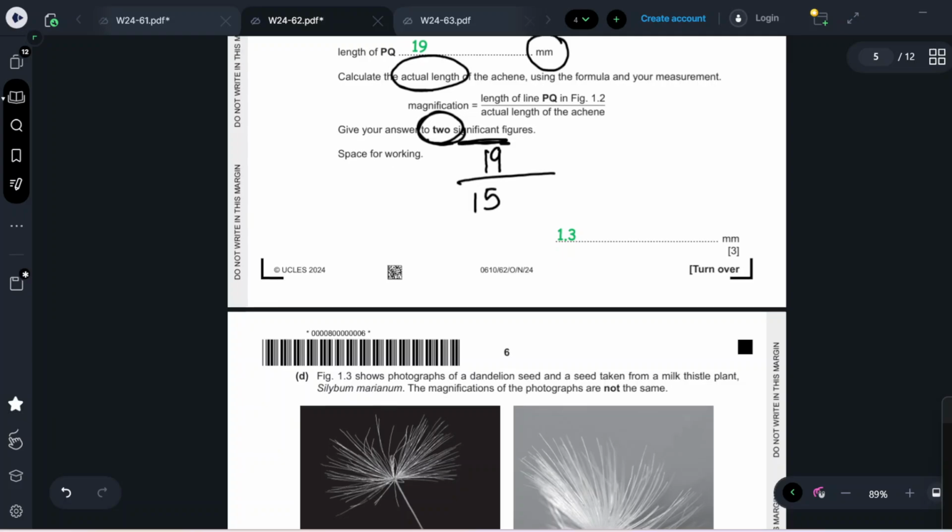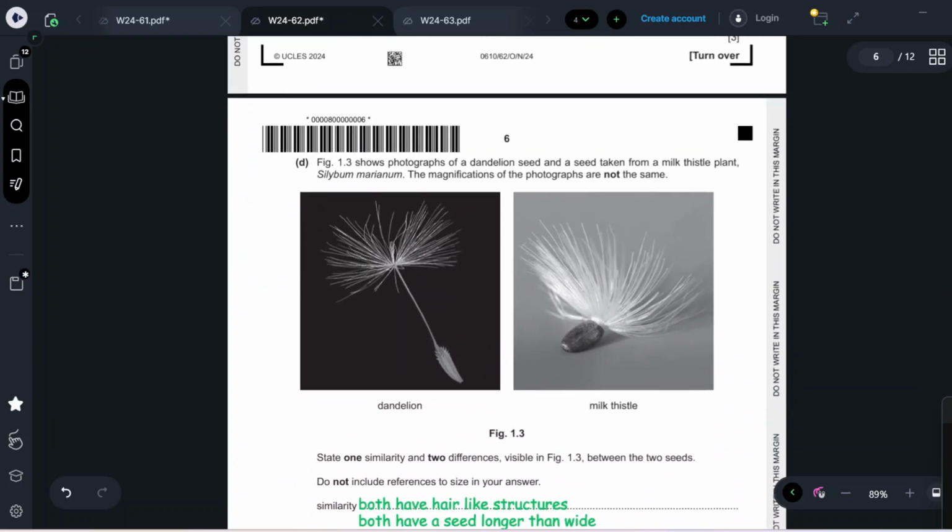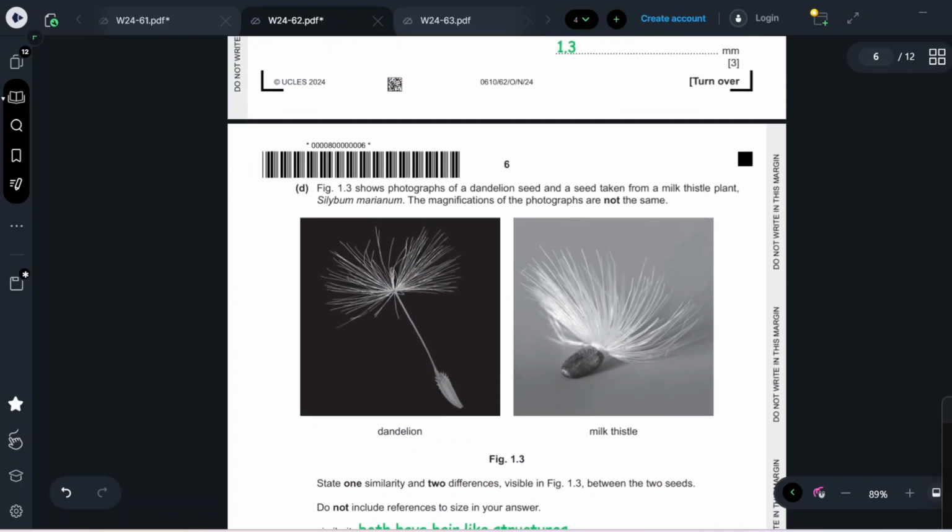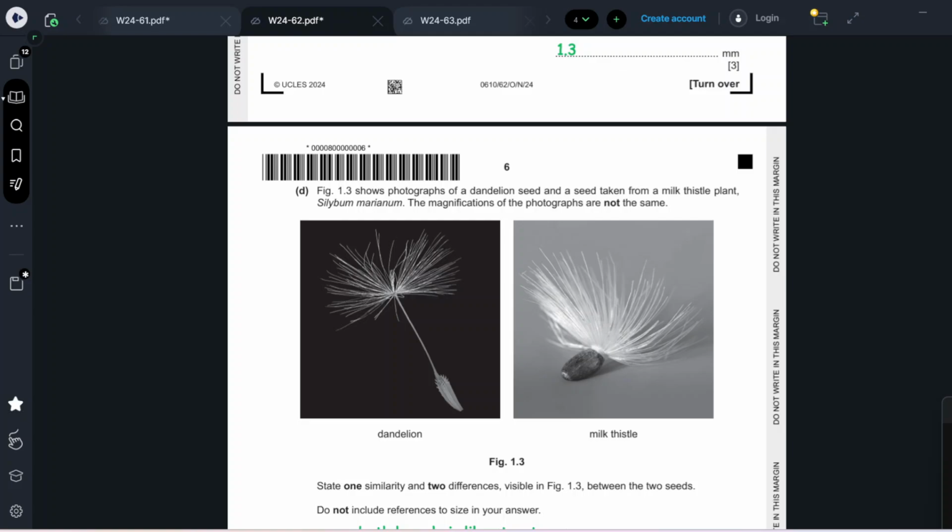He got me another seed and he wants me to compare what the similarity is. Both have hair-like structures. What are the differences? This one has a stalk in the middle. Here there is no stalk. Both have seeds that are longer than wide. This is the similarity, longer than wide.